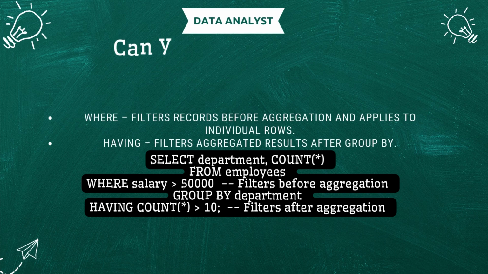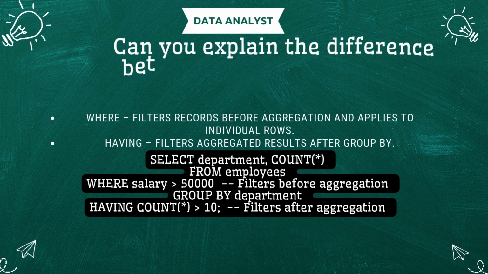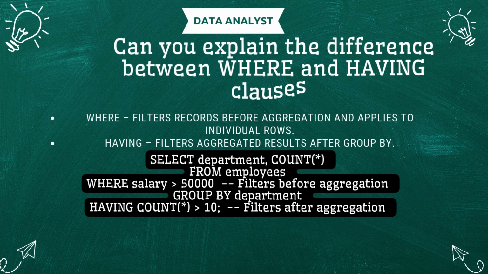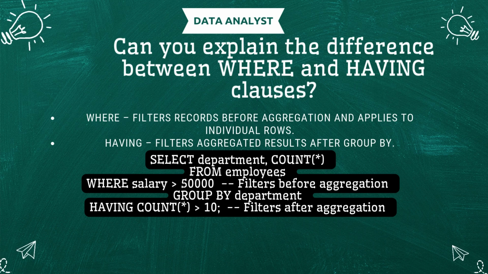Can you explain the difference between WHERE and HAVING clauses? WHERE filters records before aggregation and applies to individual rows. HAVING filters aggregated results after GROUP BY. Example: SELECT department, COUNT(*) FROM employees WHERE salary > 50,000, this filters before aggregation. GROUP BY department HAVING COUNT(*) > 10, this filters after aggregation.